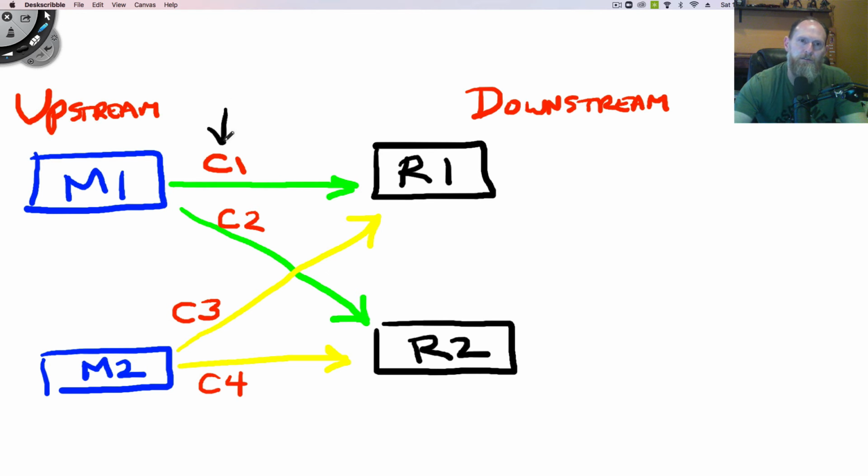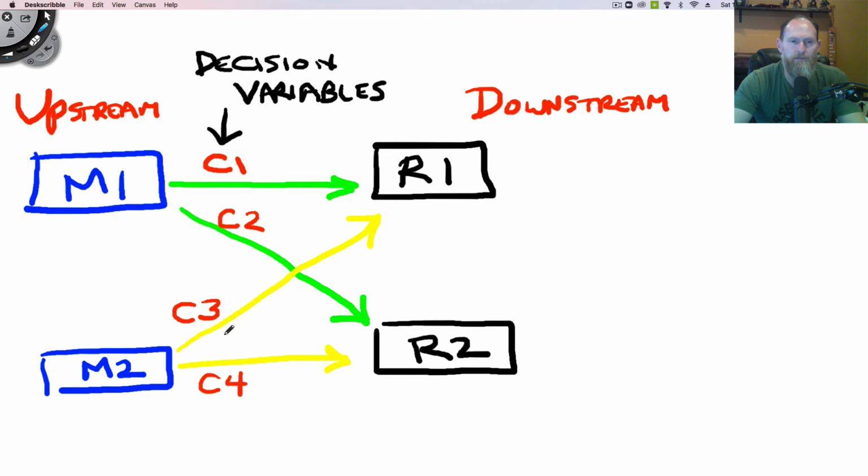I'll pause and see if you can say it before I do. These are our decision variables. These are the things that we're going to tell Solver, hey, based on this other information, we want you to come up with the values for these decision variables.